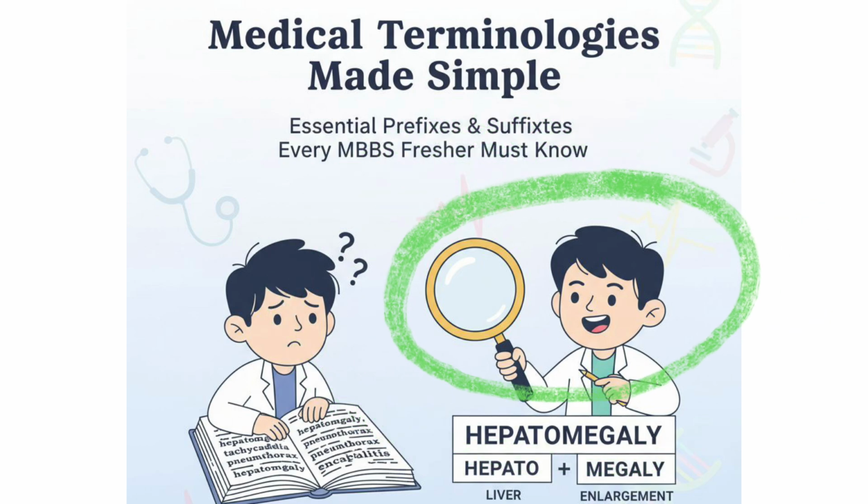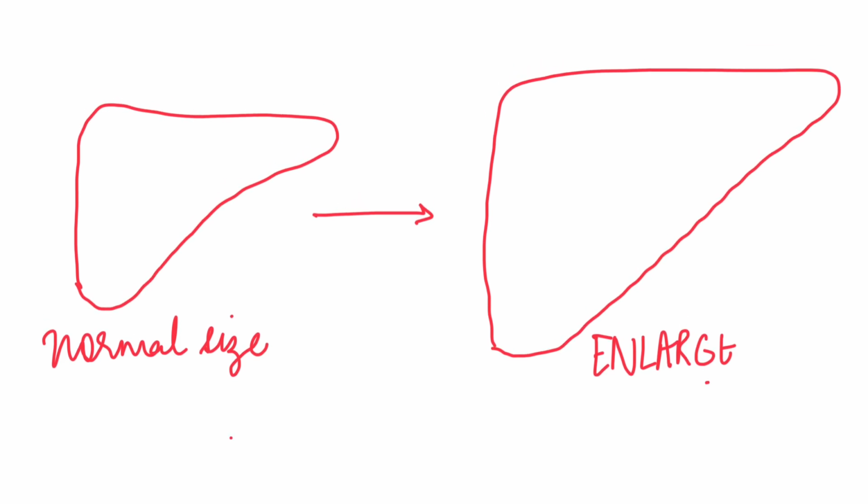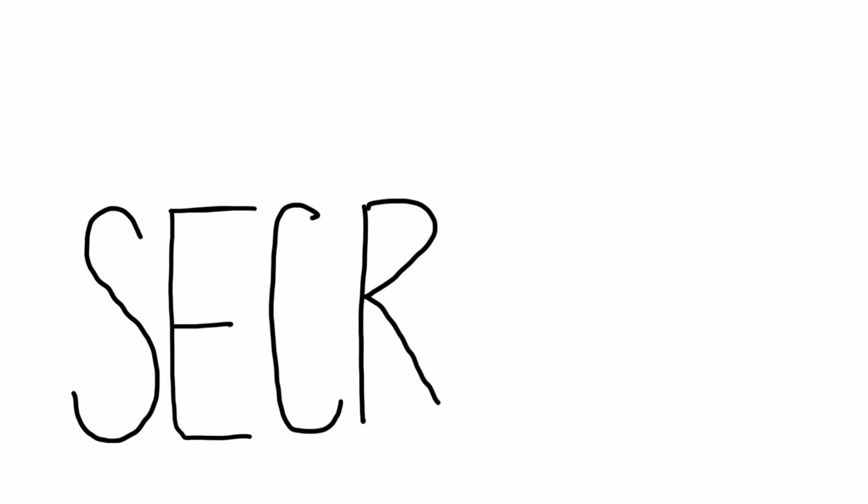But look at the other side. The same student is smiling and easily breaking down the word. Hepato means liver, megaly means enlargement. Suddenly, hepatomegaly isn't scary at all. It just means enlarged liver. And that's exactly the secret I want to share with you today.